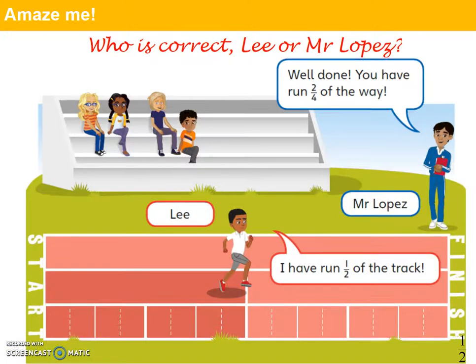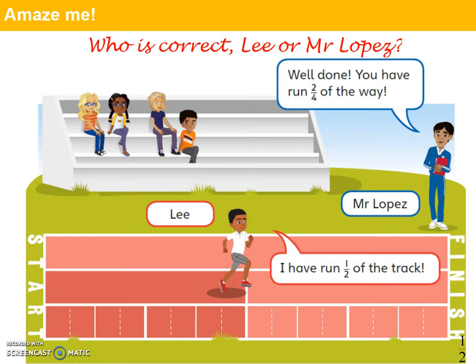We can see that our first set of questions are all relating to our running track. And for question 1A, who is correct, Lee or Mr. Lopez? Mr. Lopez is saying, well done, you have run 2/4 of the way. And Lee is telling me that he's run 1/2 of the track. Our question here is, who is correct? Is it Lee or Mr. Lopez?